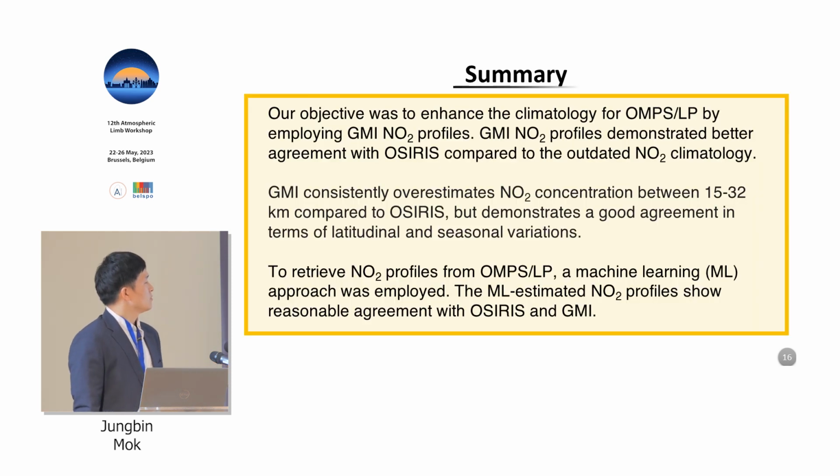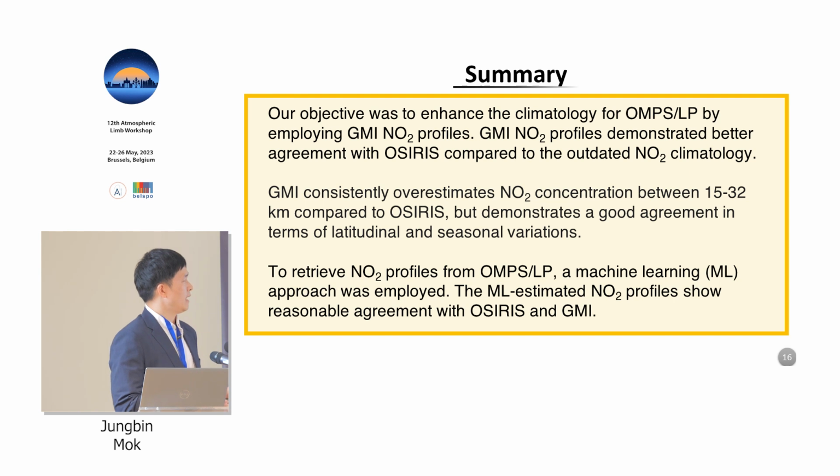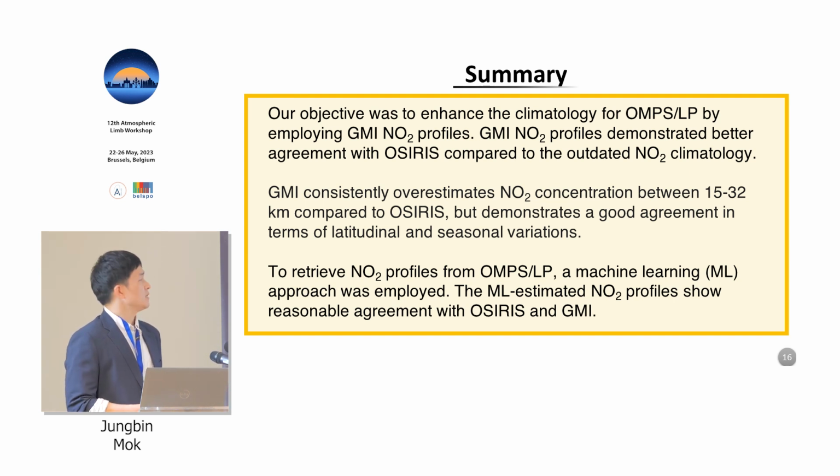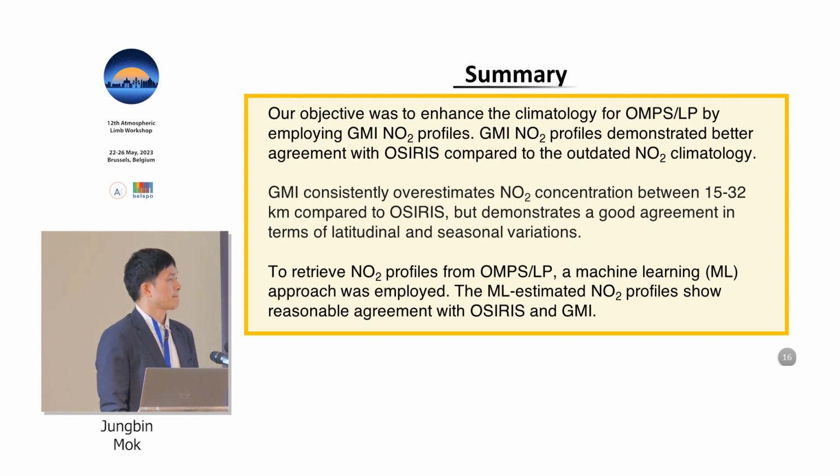So our goal is to enhance the climatology of OMPS LP by using GMI NO2 profiles. The GMI NO2 profile shows good agreement with OSIRIS compared to our old NO2 climatology. GMI consistently overestimates NO2 concentration between 15 and 32 kilometers compared to OSIRIS, but GMI shows good agreement in terms of latitudinal and seasonal variations. To retrieve the NO2 profiles, we use a machine learning technique, and it shows reasonable agreement between OSIRIS and GMI. Thank you.